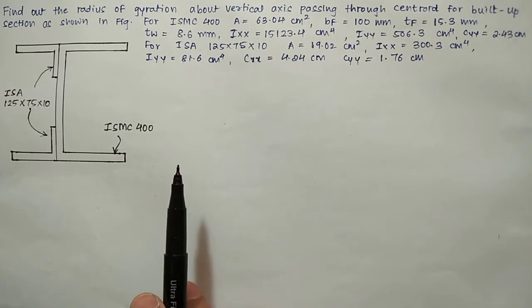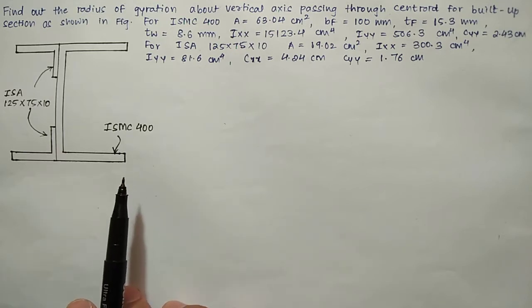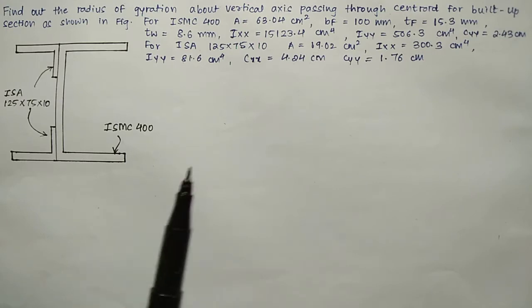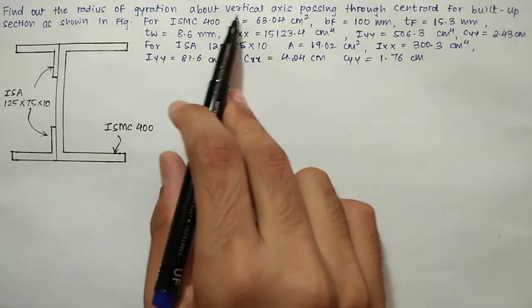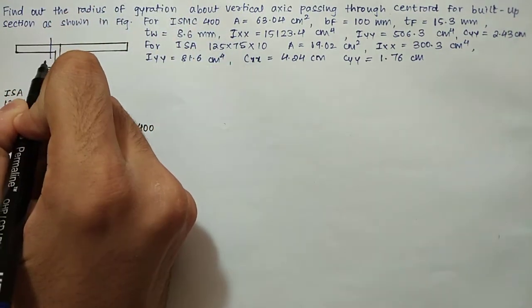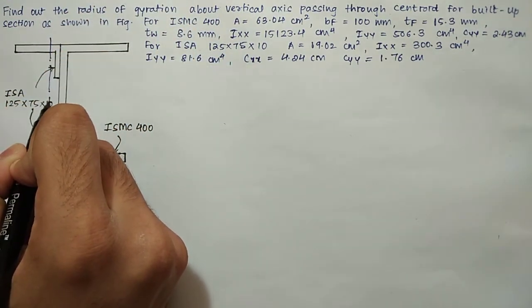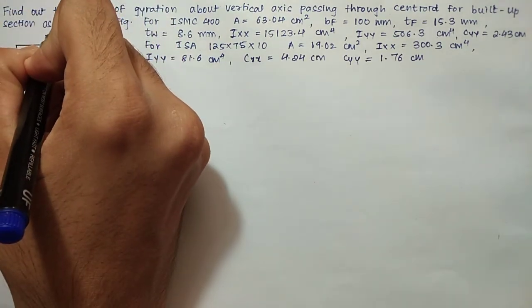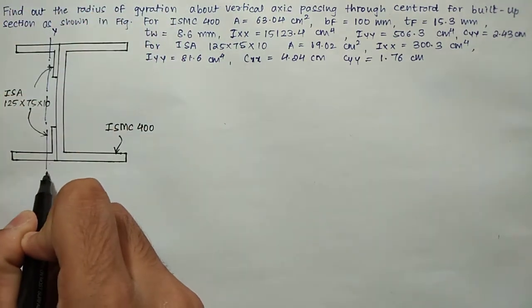So we will be solving this problem in the 4 steps that we have discussed in the previous tutorials. First of all, we need to draw the axis about which the moment of inertia has to be determined. Here it is the vertical axis passing through the centroid. So this is the axis about which the moment of inertia has to be determined. Let us consider this as axis YY.